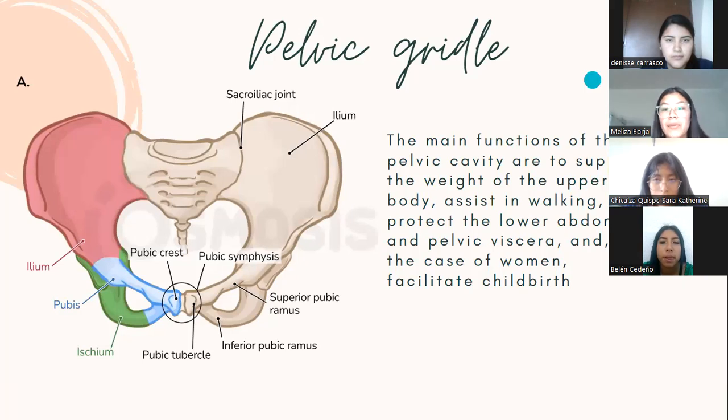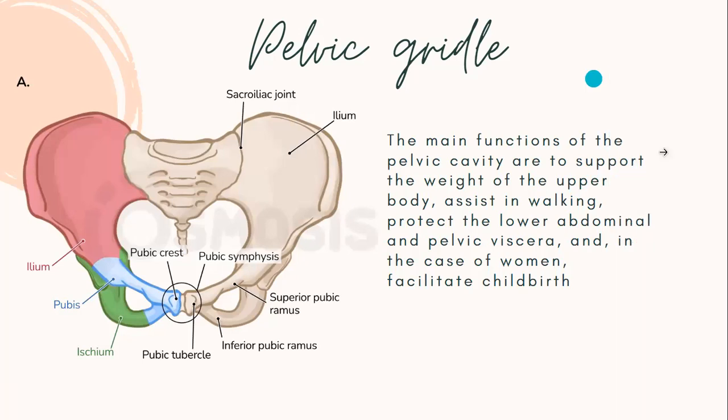Pelvic girdle. The main functions of the pelvic cavity are to support the weight of the upper body, assist in walking, protect the lower abdominal and pelvic viscera, and, in the case of women, facilitate childbirth.